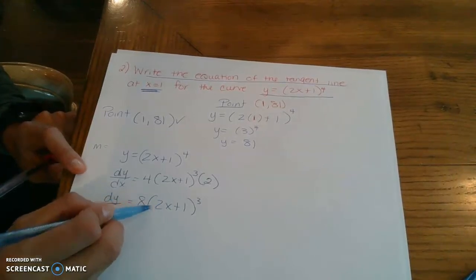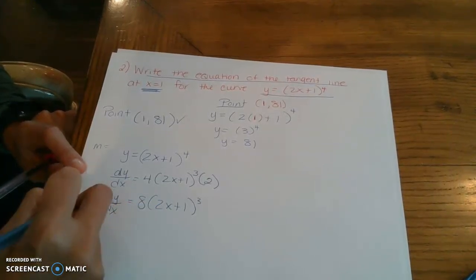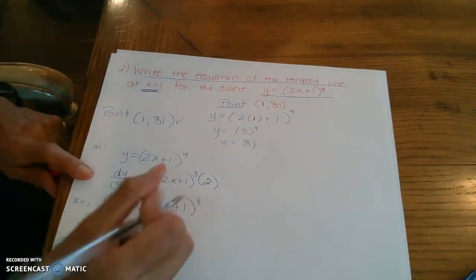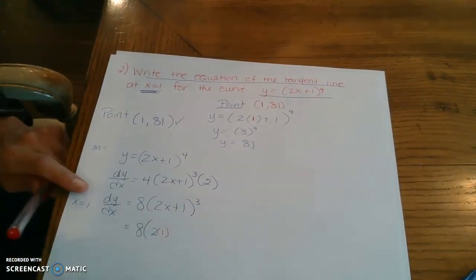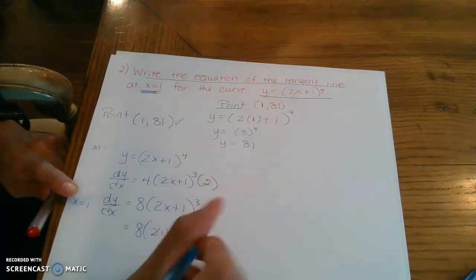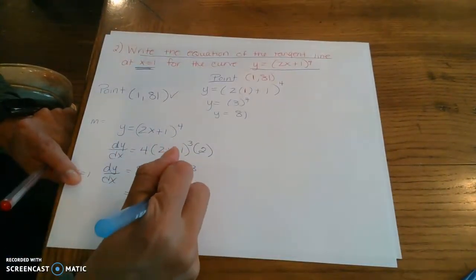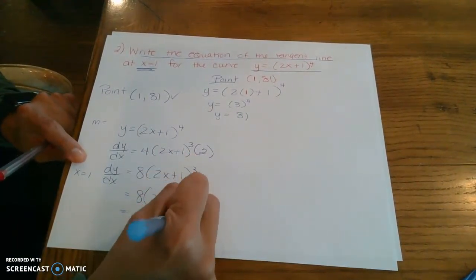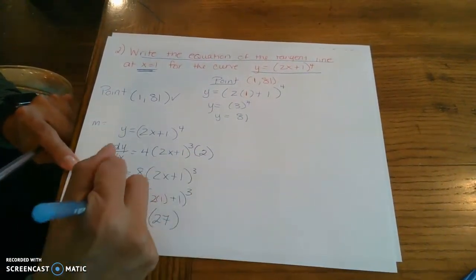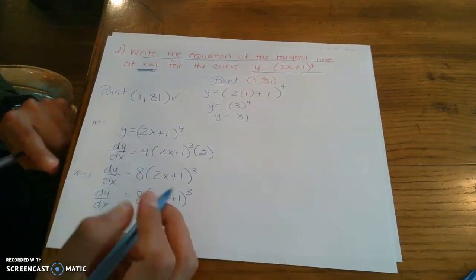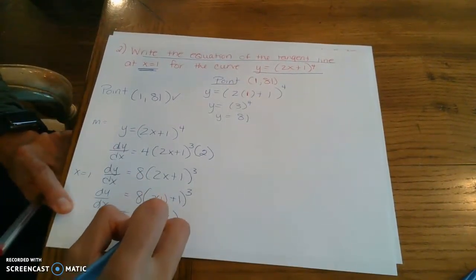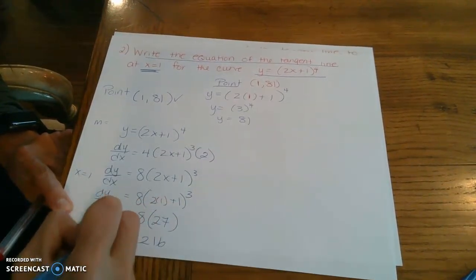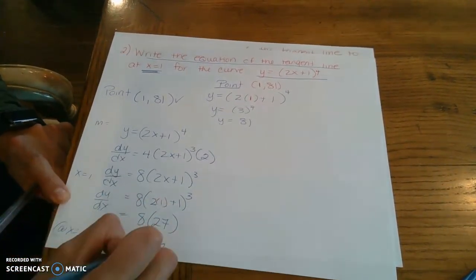I want to evaluate this slope, this derivative, when x equals 1. So I find 8 times (2 times 1 plus 1) cubed, and then I get 2 times 1 plus 1 is 3, 3 cubed is 27, times 8, and then dy/dx is 216. Okay, so my slope at x equals 1 is 216.